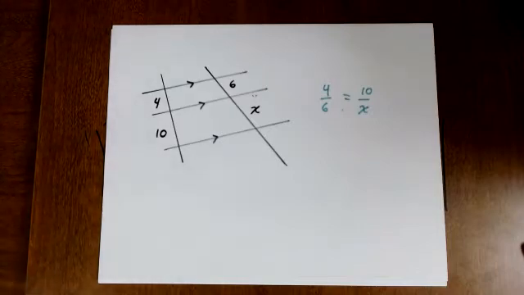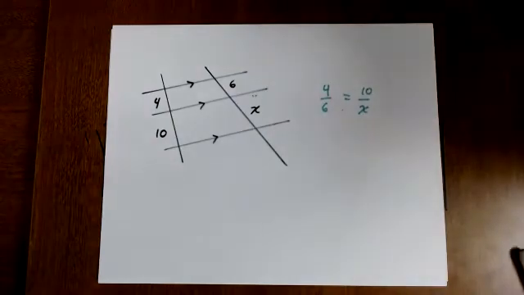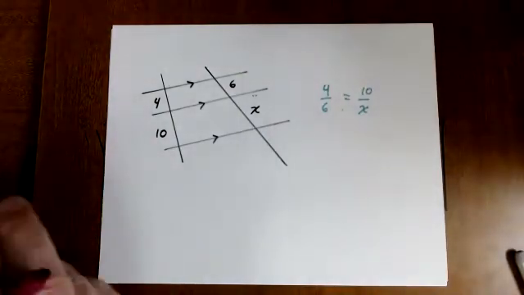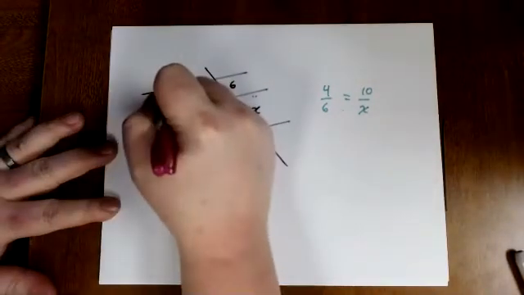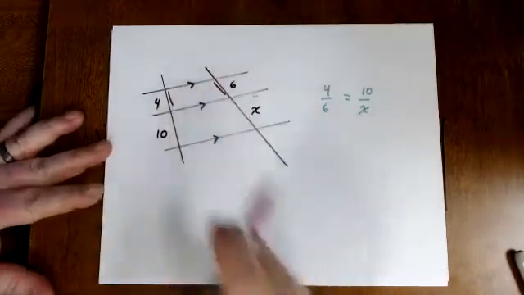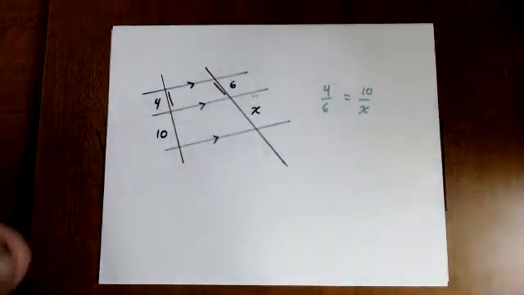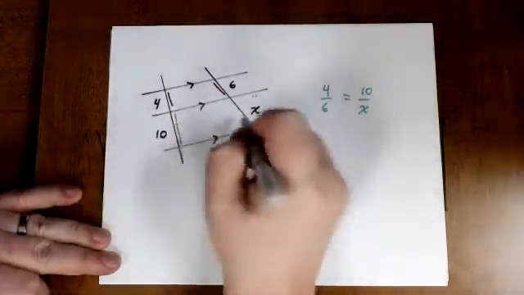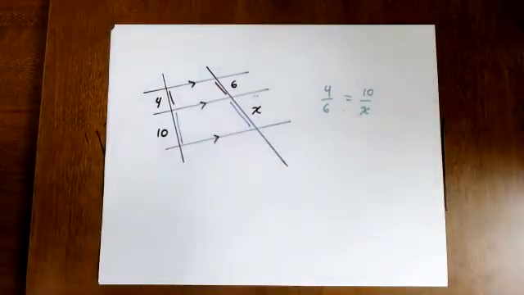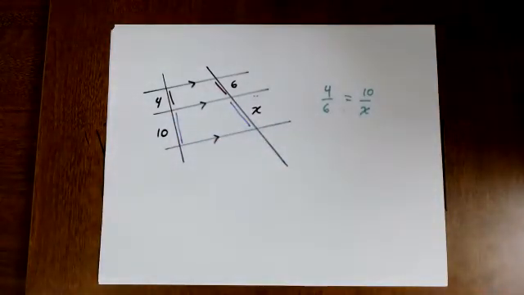All right. So setting up these problems comes down to connecting parts on either side. Like the 4 and the 6 are related to one another, and the 10 and the x are related to one another. And so that's how you can decide how to set up the problem. Okay, the pieces that go together.